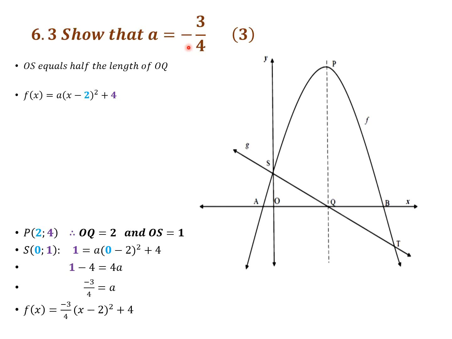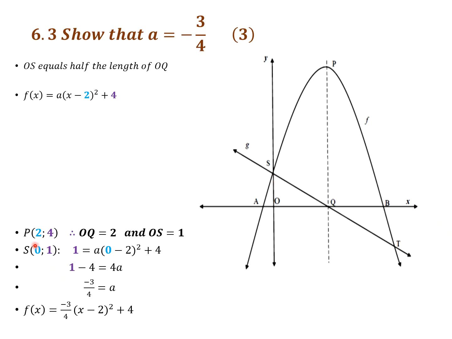Show that a equals negative 3 over 4. So OS equals half the length of OQ. Alright, so I assume you remember the coordinates for P were (2, 4). So there by Q, my x value is 2. So from O to Q is 2 units. So if OS is half the length of OQ, then OS would be 1 unit.